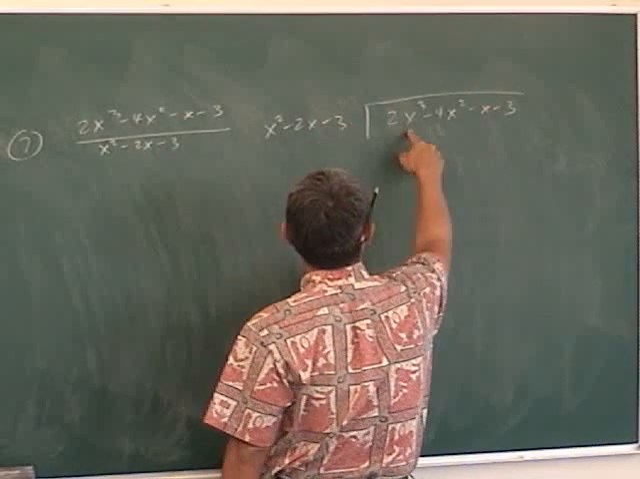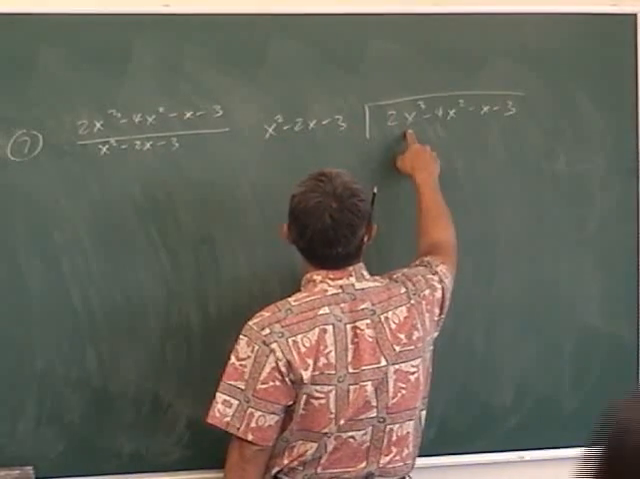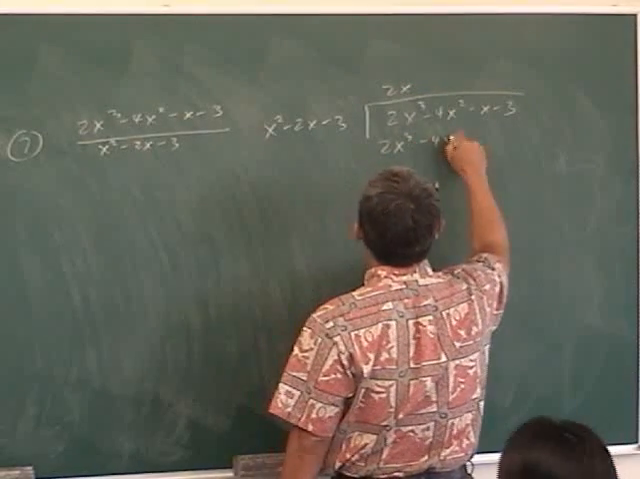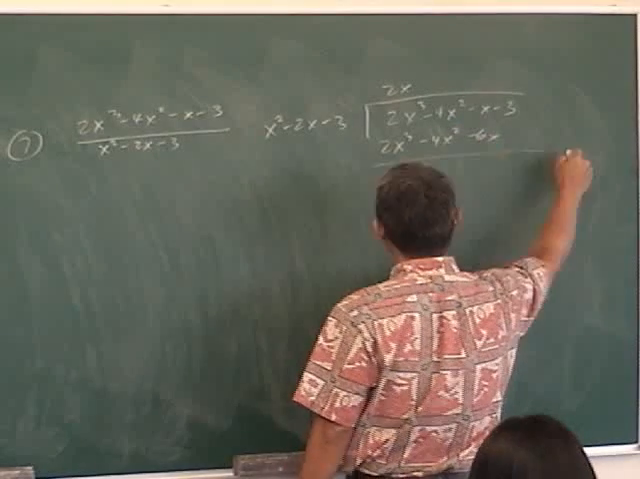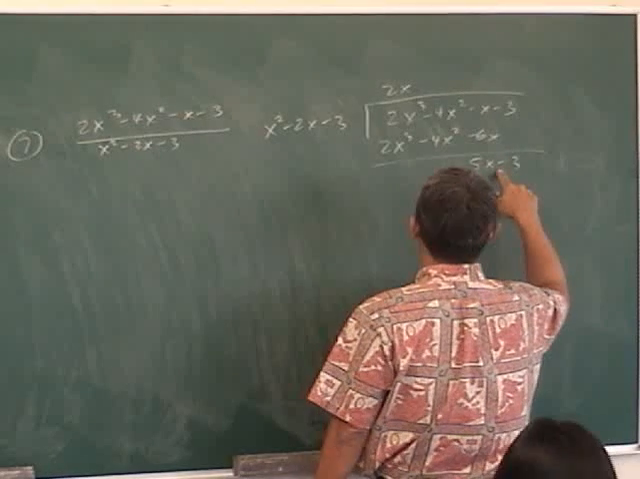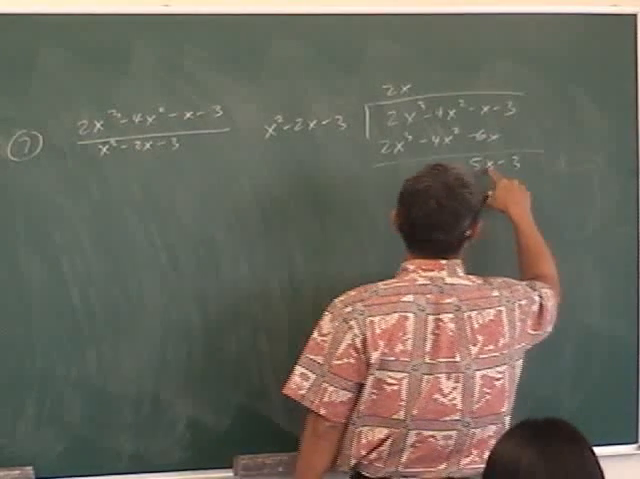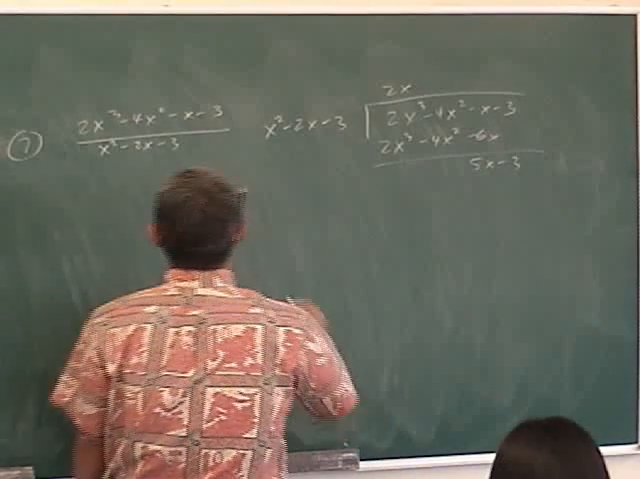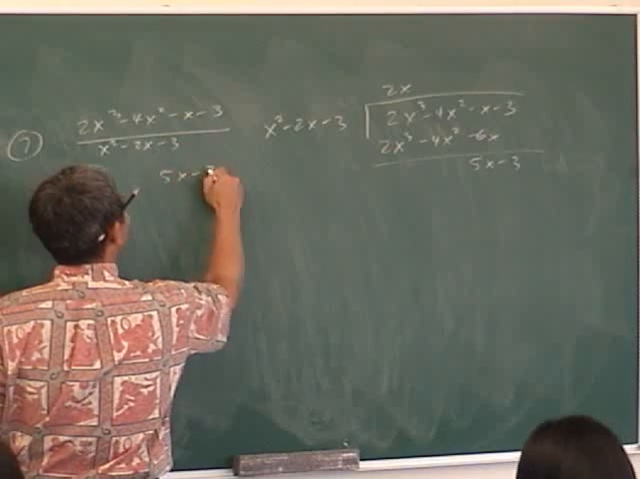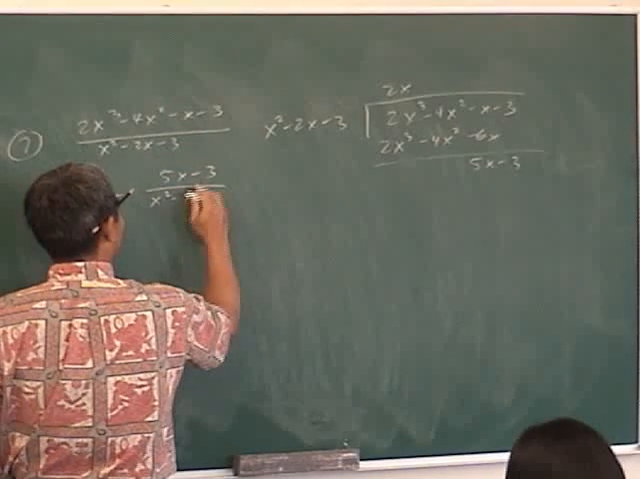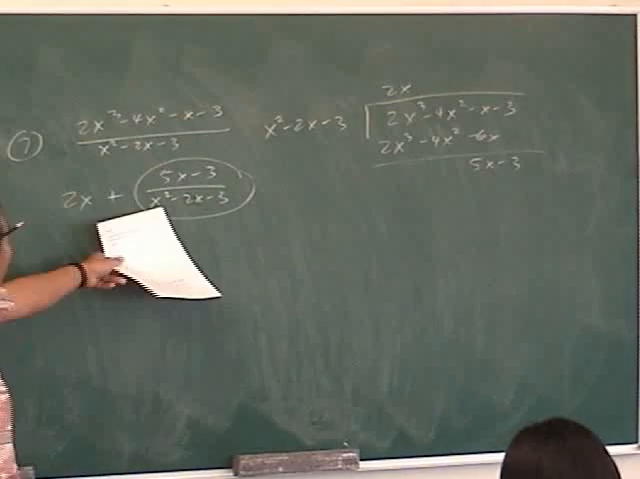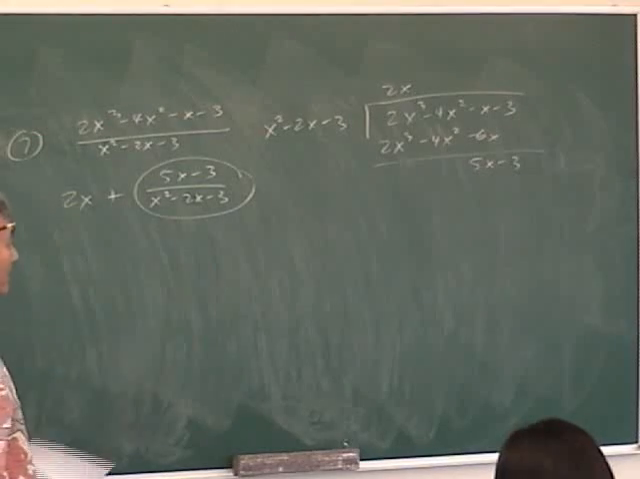So x squared goes into this how many times? 2x. So it multiplies, so you get 2x cubed minus 4x squared minus 6x. Subtract. 5x minus 3. Is that the remainder, or do I keep on going? That's the remainder, because the degree is smaller than the divisor. So when you divide this by this, you get 2x, the quotient, plus the remainder over the divisor. See, this is a proper fraction, so now you can do partial fractions on that part there.